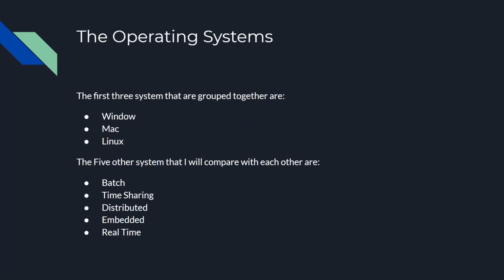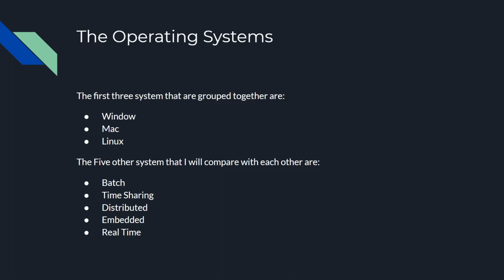The first 3 systems in the group are Windows, Macs, and Linux. I group these together because they are similar, and the other 5 operating systems aren't really similar. Some of the systems are built into Windows, Macs, and Linux, so I'm just going to compare the 3 of them. Talk about what they are each good at or their downsides.